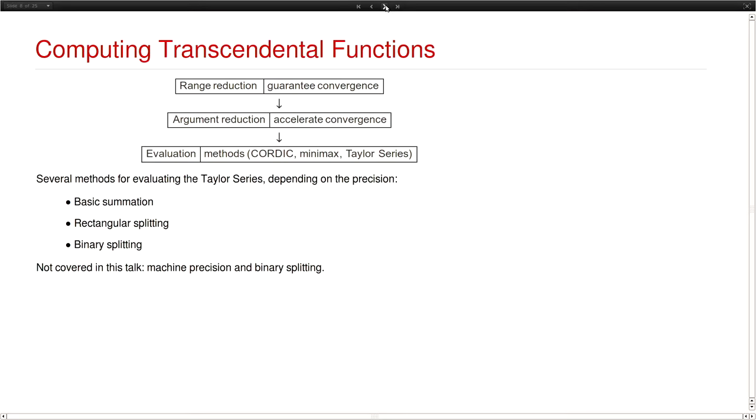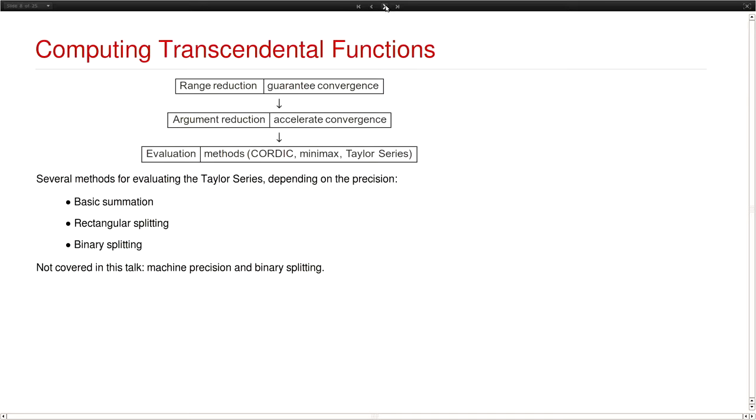So what I'm specifically going to talk about here is computing trig functions. There are three components to computing a trig function. The first is a range reduction. That's to bring the argument within a range in which the approximation is going to converge. The second one is called argument reduction. Once you have it in a range where the series is going to converge, you're going to make it even smaller to try and accelerate the convergence of the series. And the third one is the actual evaluation.